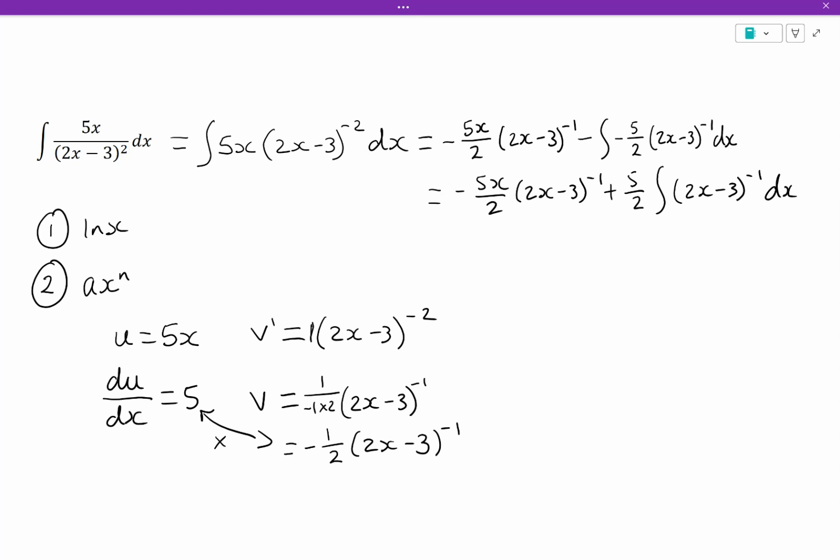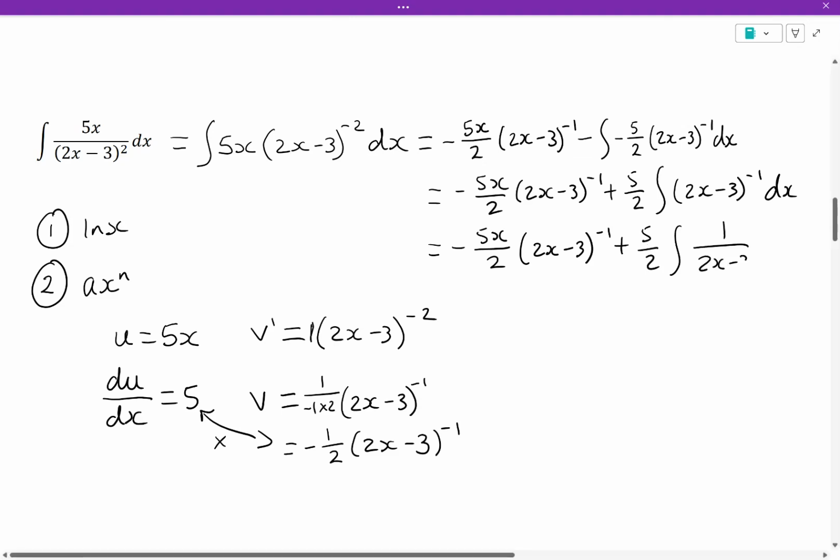Now, we've already got it written in terms of an index without it in the denominator, but the issue is this power of negative 1 means I'm not going to be able to make use of the approach of adding 1 to the power, because the power is going to become 0. But actually what I'm going to do is just rewrite this integral again as a fraction, just to help visualize things. Once I've done that, I would get 1 over 2x subtract 3.